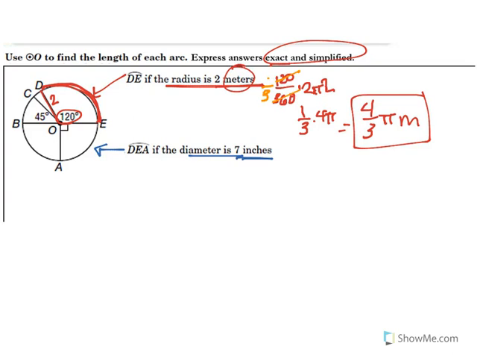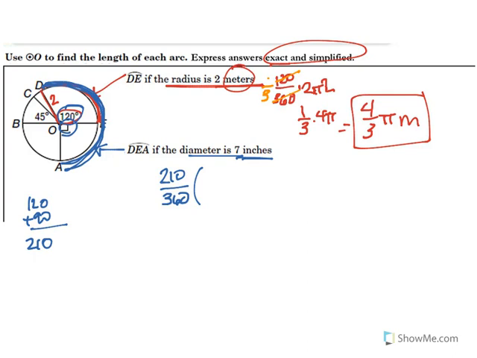Now I'm going to do the second example looking at the same first picture. I'm going to do DEA. So I'm doing this distance all the way here, from D to E to A, all the way. So now my central angle is not 120, it's going to be 120 plus 90. 120 plus 90 is 210. So I'm going to do 210 over 360 times my circumference, which is going to be pi times d. D this time is 7, so I'm going to do pi times 7.